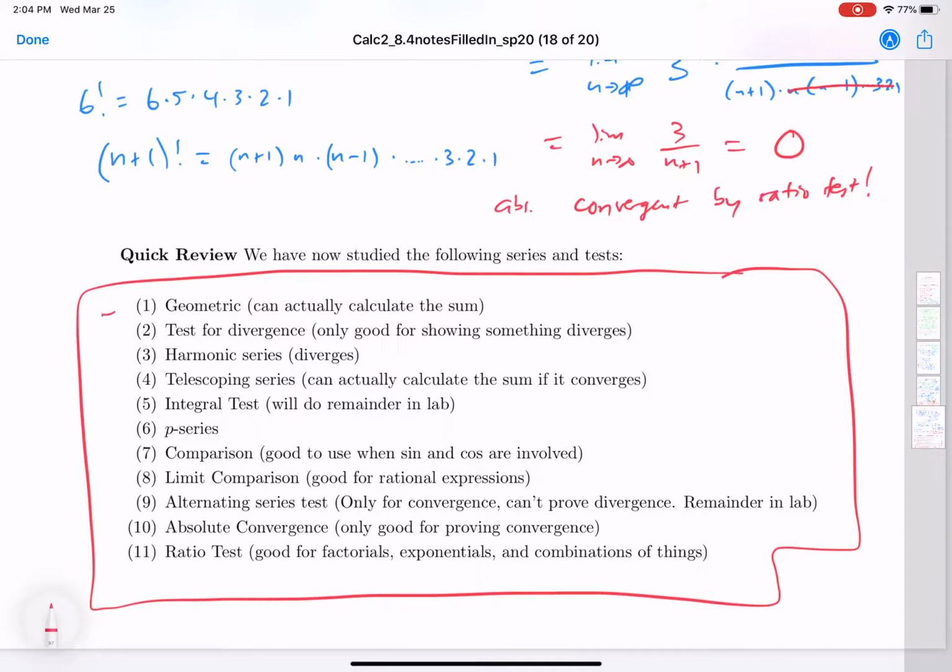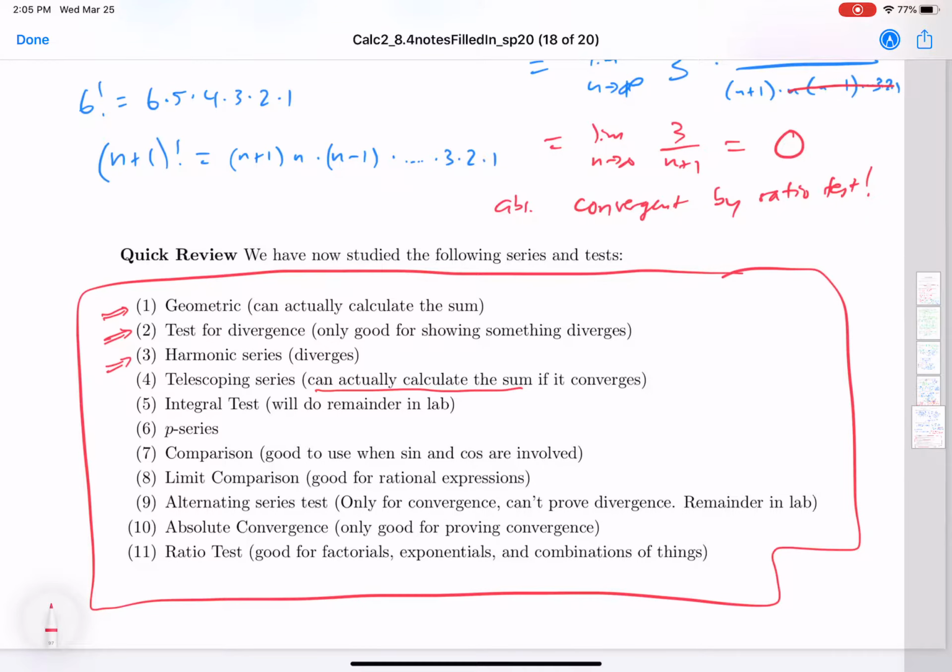So we've got the geometric series. When you use geometric, you can actually calculate the sum. The test for divergence is only really good for showing something diverges. It doesn't show convergence. If you have the harmonic series or any constant times the harmonic series, that's going to diverge. Telescoping series, if you can figure out that it's telescoping, those can be really nice ones because you can actually calculate the sum if it converges.